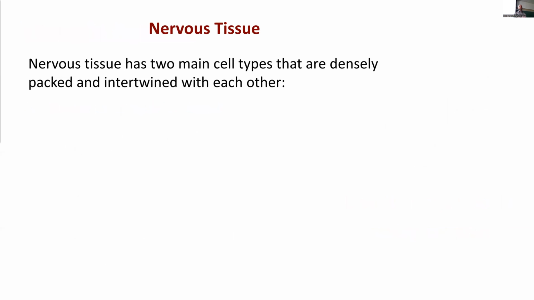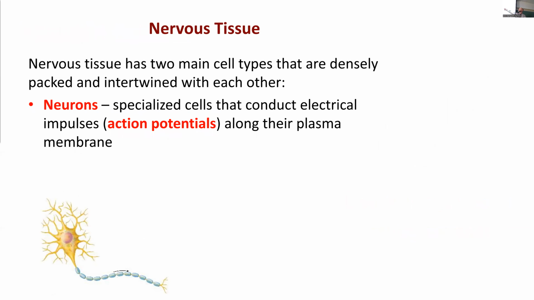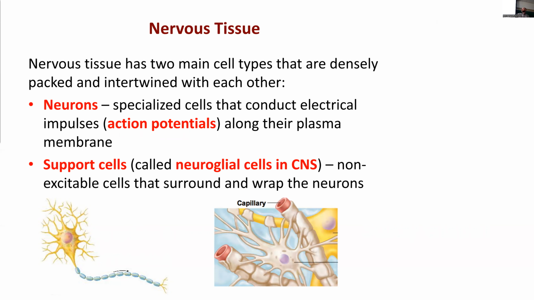So nervous tissue, just as some reminders, just a little bit of review here. Nervous tissue has two main cell types, remember, and they are very densely packed together and intertwined with each other. We have neurons, which are highly specialized cells that are really good at one thing and one thing only, and that is conducting electrical impulses called action potentials to send signals. And then we have support cells. In the central nervous system, we call these neuroglial cells, or neuroglia. These are nervous system tissue cells, but they're not the cells that actually conduct the information. These are all of the variety of support cells that keep your neurons healthy and keep them basically running smoothly.